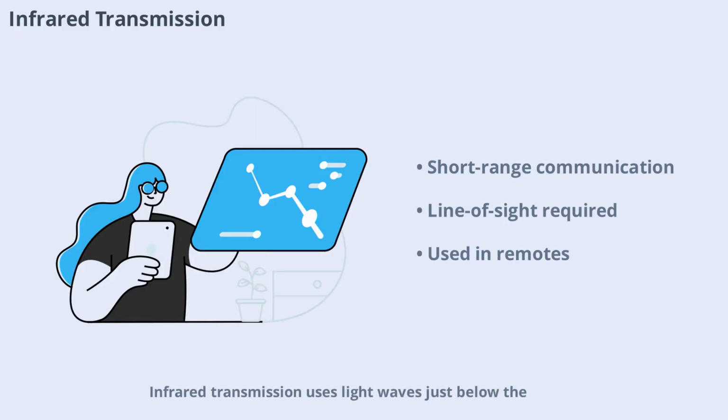Infrared transmission uses light waves just below the visible spectrum to transmit data over short distances. It's commonly found in remote controls, wireless keyboards, and some short-range communication devices. Infrared signals require a clear line of sight and are easily blocked by obstacles, making them suitable for controlled environments.